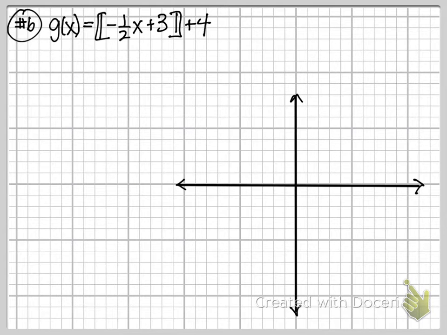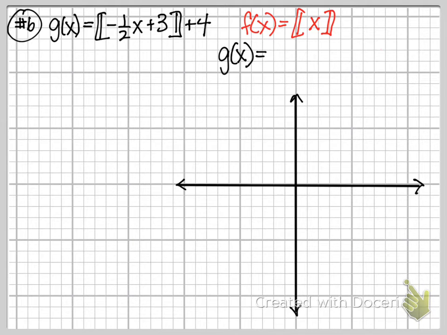Okay guys, an example here with our greatest integer function. We have a lot going on in this one. The first thing first, I'm going to write out our parent function, which would be just greatest integer x. And then I'm going to write g of x in terms of f of x here.